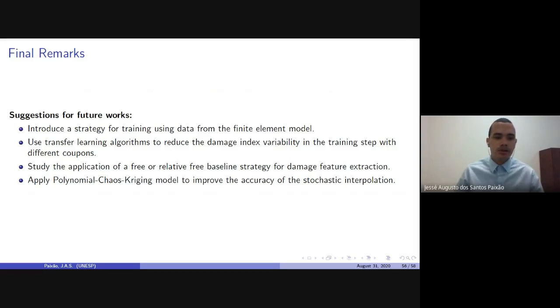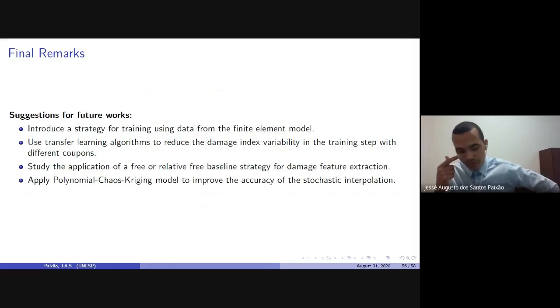And also the use of transfer learning algorithms to reduce the damage index variability in the training step with different coupons, because when we trained our model using different coupons, we noted a high variability between the damage index extracted from one structure to another one, and it could be reduced by using transfer learning algorithms.